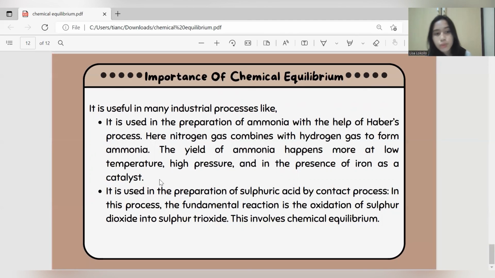And chemical equilibrium can be used in the preparation of sulfuric acid by the contact process. In this process, the fundamental reaction is the oxidation of sulfur dioxide into sulfur trioxide. This involves chemical equilibrium.